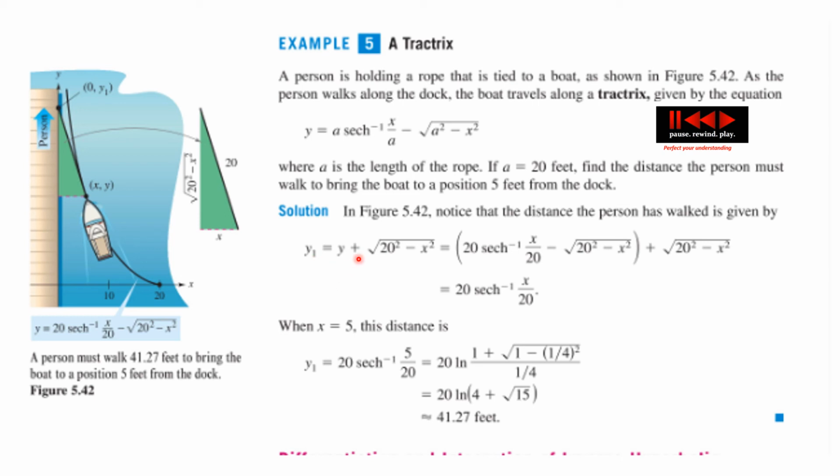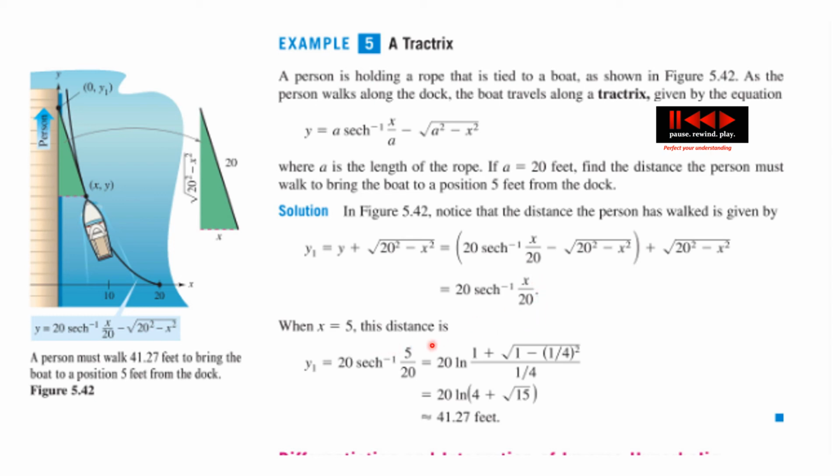Okay, so they have to walk. Notice the distance the person walked is given by, you add y to this. And when you simplify all of this, you see this thing cancels with that thing, and so we get 20 times the hyperbolic secant inverse of x over 20.